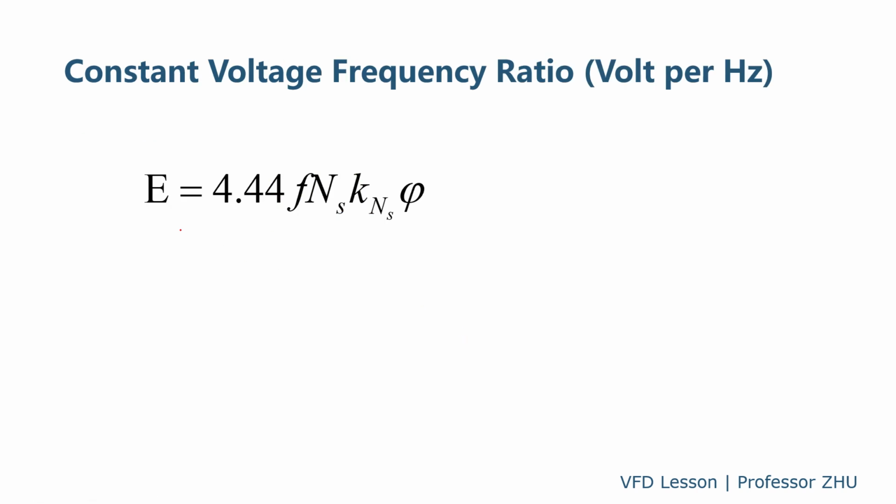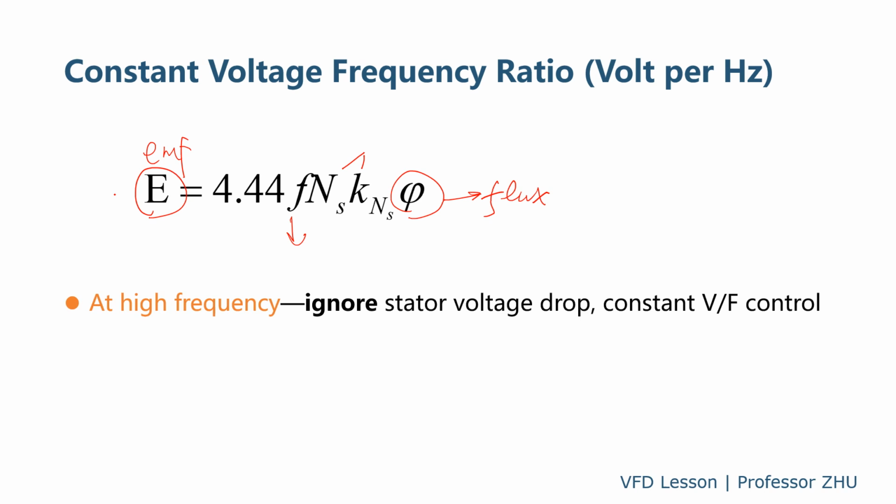And here's the formula for the motor back EMF. This is the back EMF, and this is the frequency of the motor terminal. N and K are fixed as long as the motor is designed. For a certain motor, this is a constant. And this is the motor flux. The difference between the motor terminal voltage and the back EMF is the stator voltage drop.